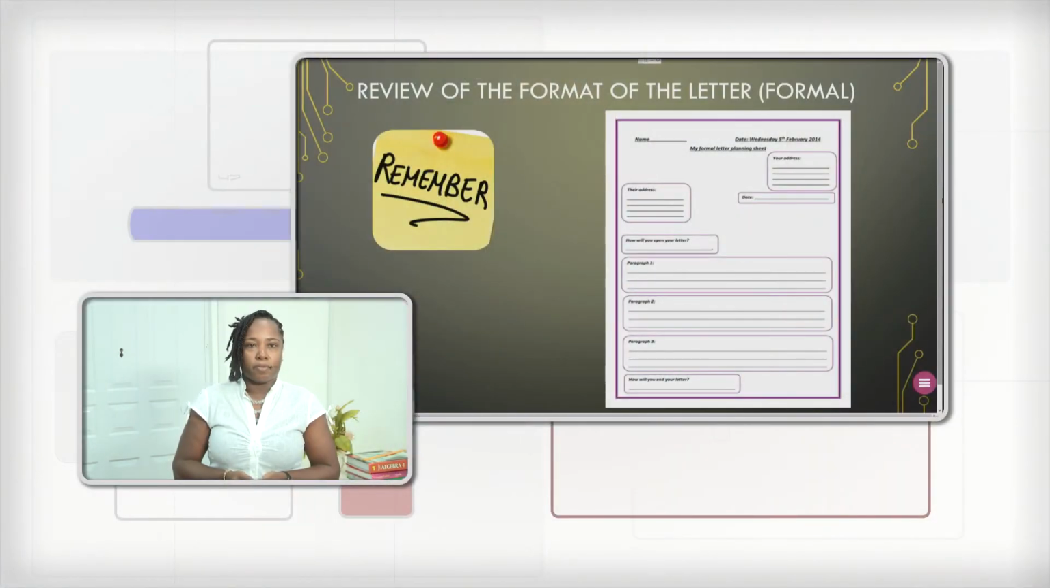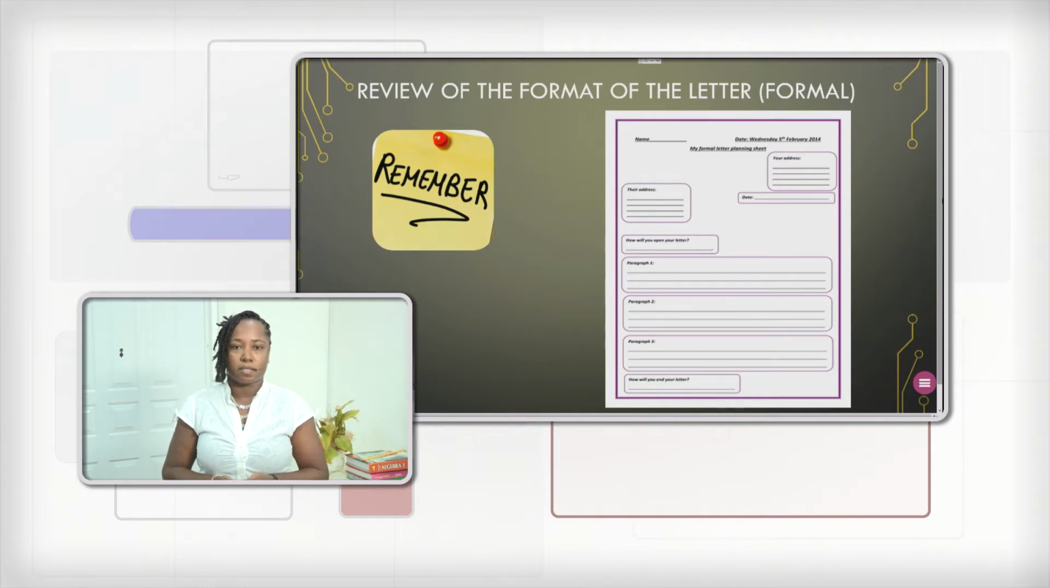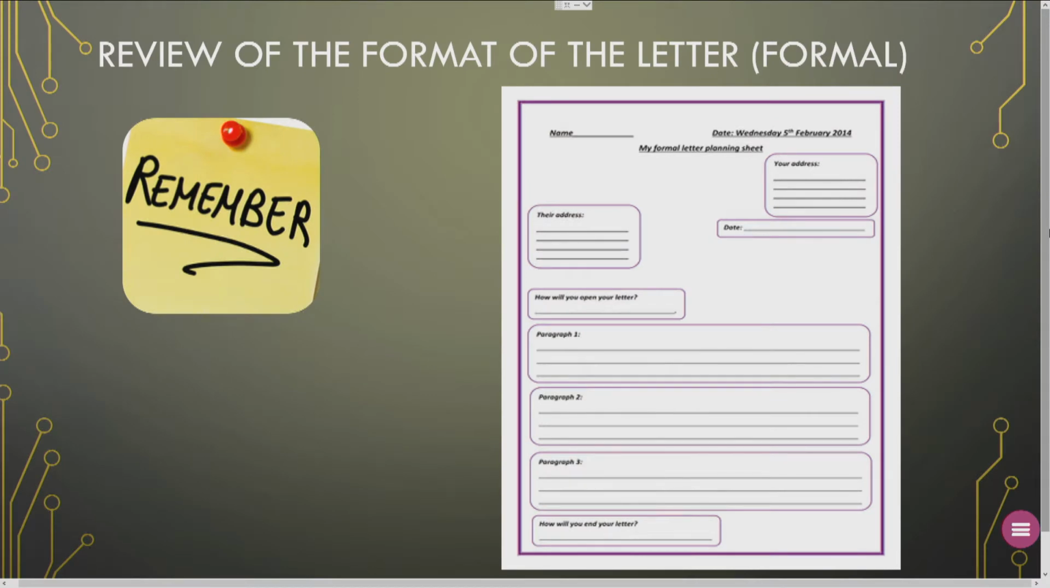Okay, let's do a quick review of the letter format. Now this is the formal letter and this is the indented style. Of course, you will have your address at the top right hand, followed by the date just below. Then on the left hand, you will have the recipient's address, followed by the salutation or the greeting. And then you have your body, which can be done in 3 paragraphs or less or more, depending. Followed by your closure and signature.